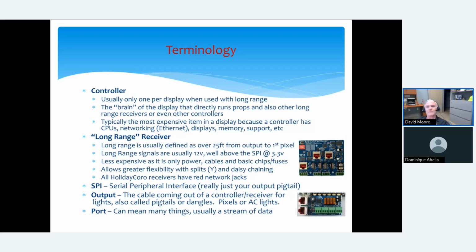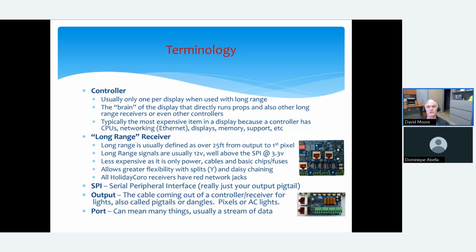That also is then being combined with new power. So this gets over the issue of running distances for power, because you do run out of power, not only for the data signal, but eventually even the pixels run out of power. That's why you've got a string of some odd number of pixels. You just run out of power eventually, right? Now, what's in the receiver is really pretty much just a power supply, some cable outputs, and then some basic chips to decode the data and some fuses. That's pretty much what it is.